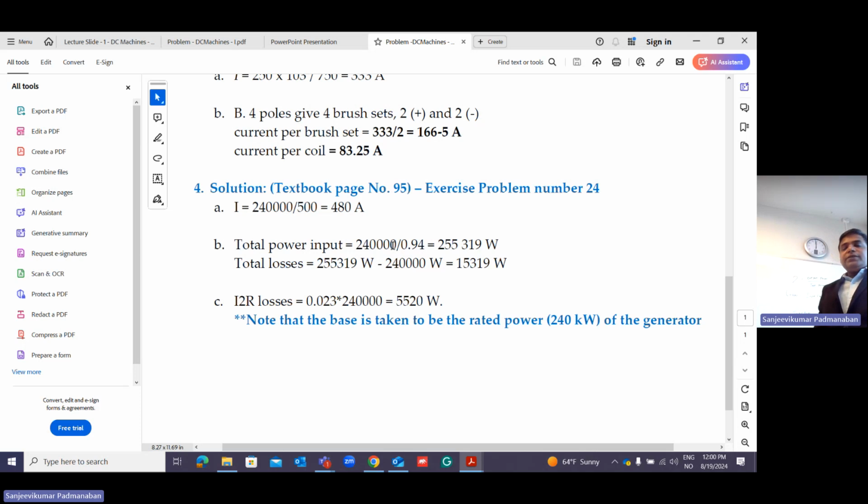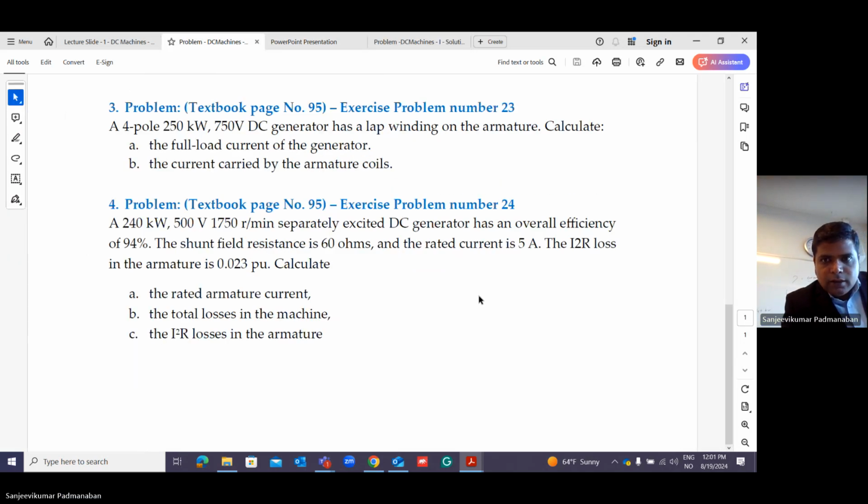Third question, they're asking what is the I square R loss. This is called copper loss. Later we will discuss, but for the basics this is fine. You already know the total loss you got out of your total power capacity. So you have the capacity of 240 kilowatt. In the problem, they are asking for the I square R loss in the armature in per unit, which is 0.023 per unit.